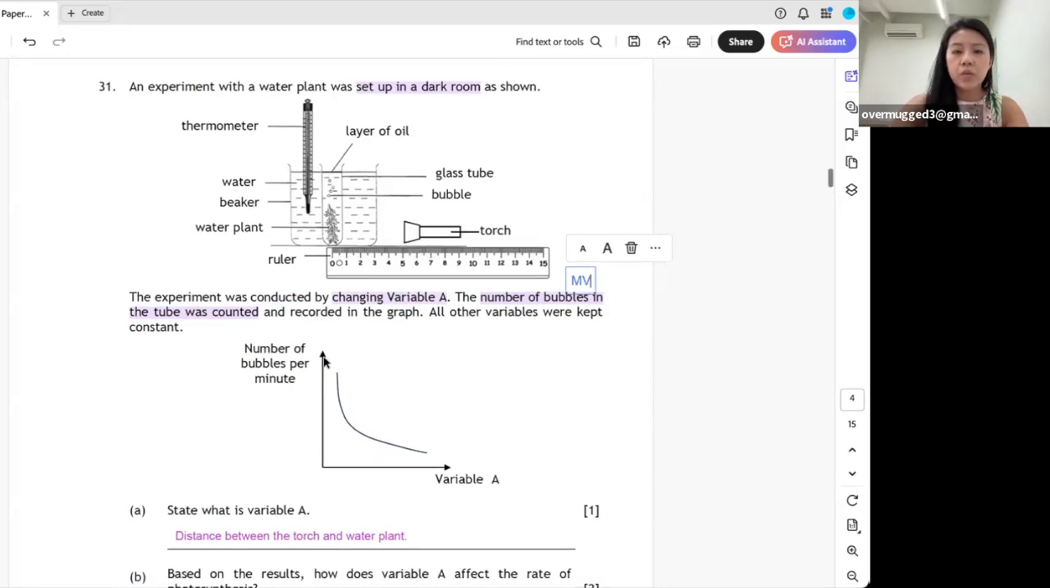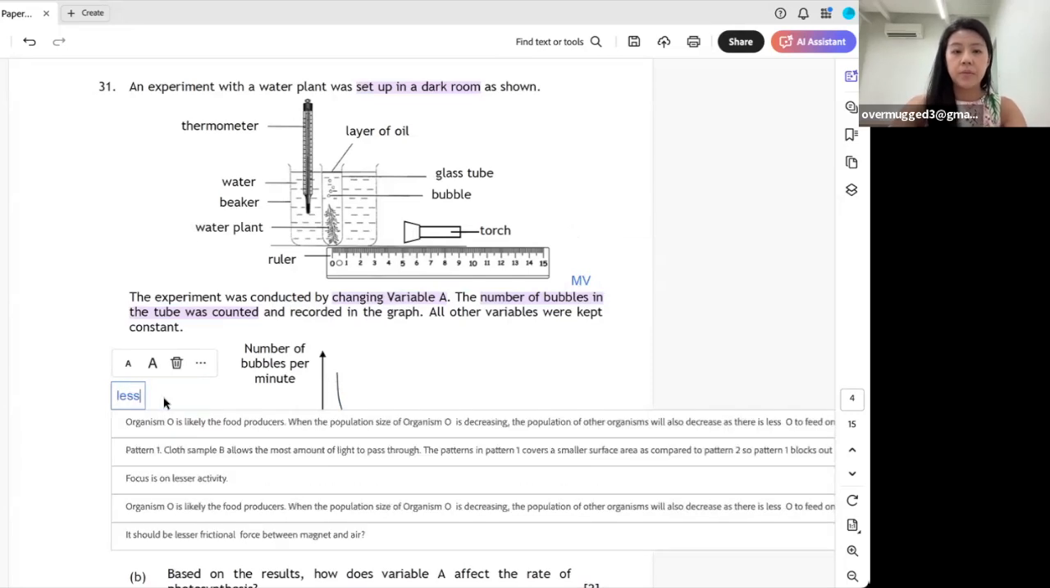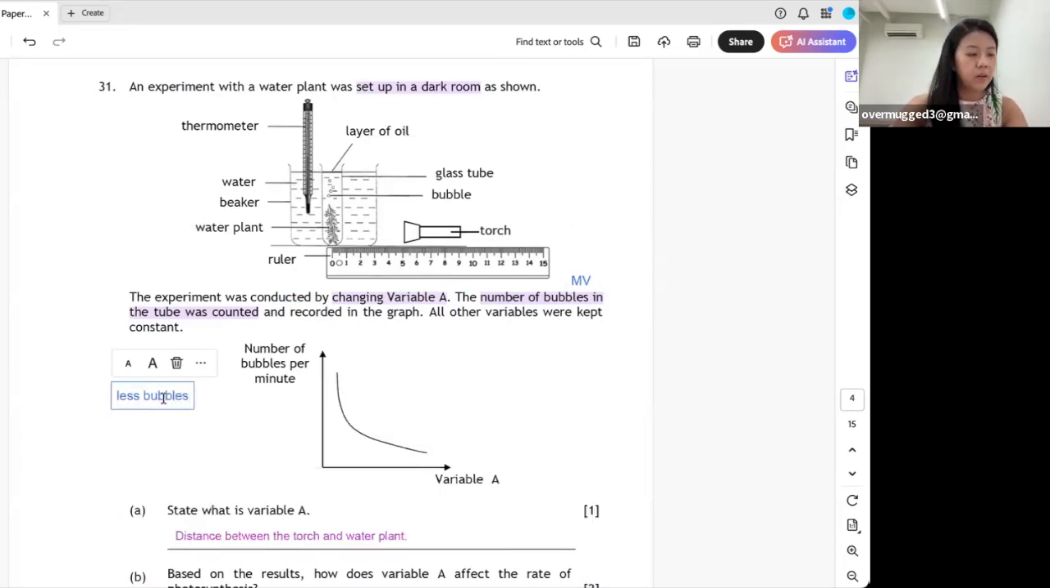So one thing you need to understand from the graph here is that over time, as the experiment is conducted, there are fewer bubbles. Based on the graph, there is more of variable A. What can cause fewer bubbles? For this plant, when bubbles are produced, it's because photosynthesis is happening. When you have fewer bubbles, that means less photosynthesis is happening.